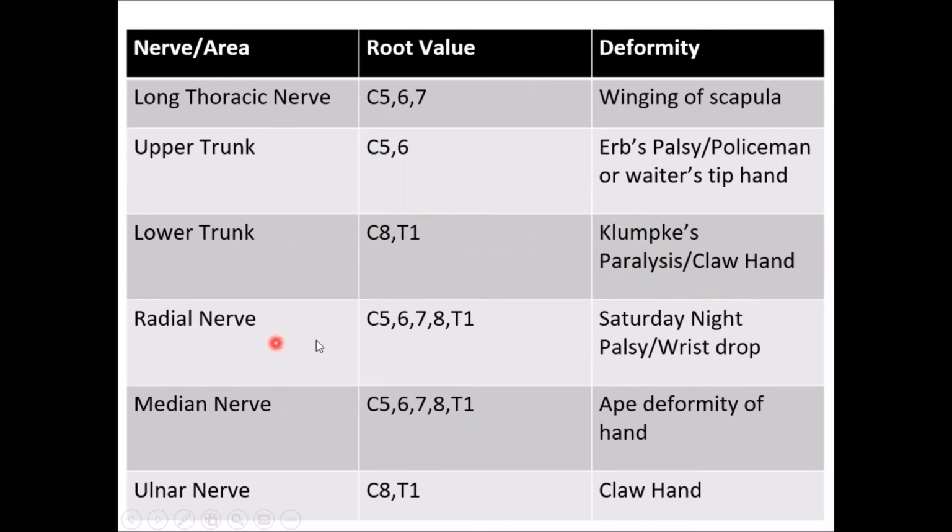Radial nerve, root value C5, 6, 7, 8, T1, injury of the radial nerve is called Saturday night palsy, which results in wrist drop. Median nerve, root value C5, C6, 7, 8, T1, and injury of the median nerve leads to ape-like hand deformity. There are only two nerves in the whole brachial plexus which have complete root values: radial nerve C5, 6, 7, 8, T1, median nerve C5, 6, 7, 8, T1, and ulnar nerve root value C8, T1. Injury of the ulnar nerve causes claw hand.